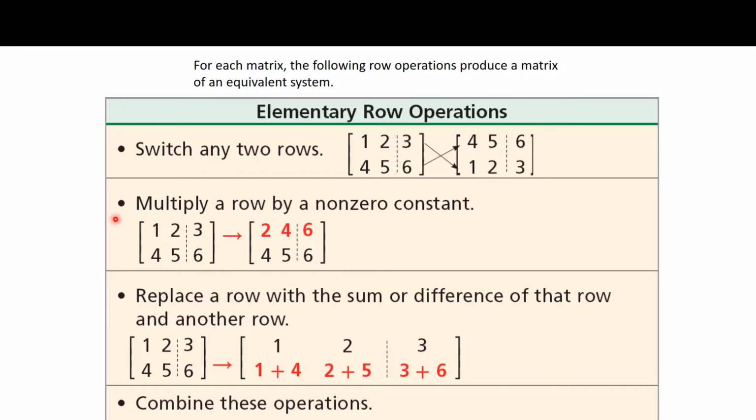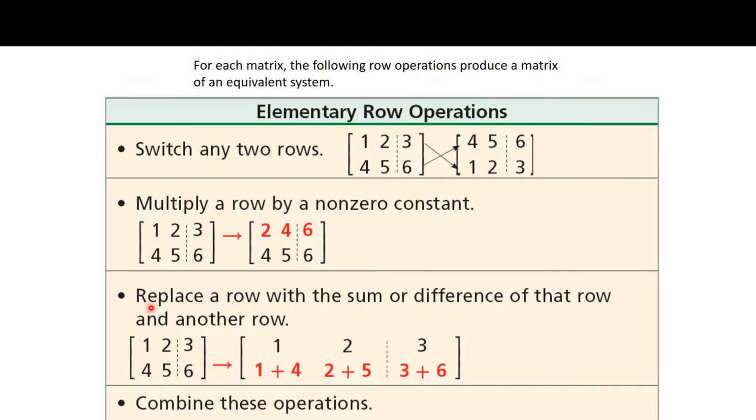Another thing you could do to a matrix is multiply a whole row by a non-zero constant. So I could take row 1 here and multiply it all by 2. 1 times 2 is 2, 2 times 2 is 4, 3 times 2 is 6, and I haven't changed my equation. My matrix is still the same, it just looks different.